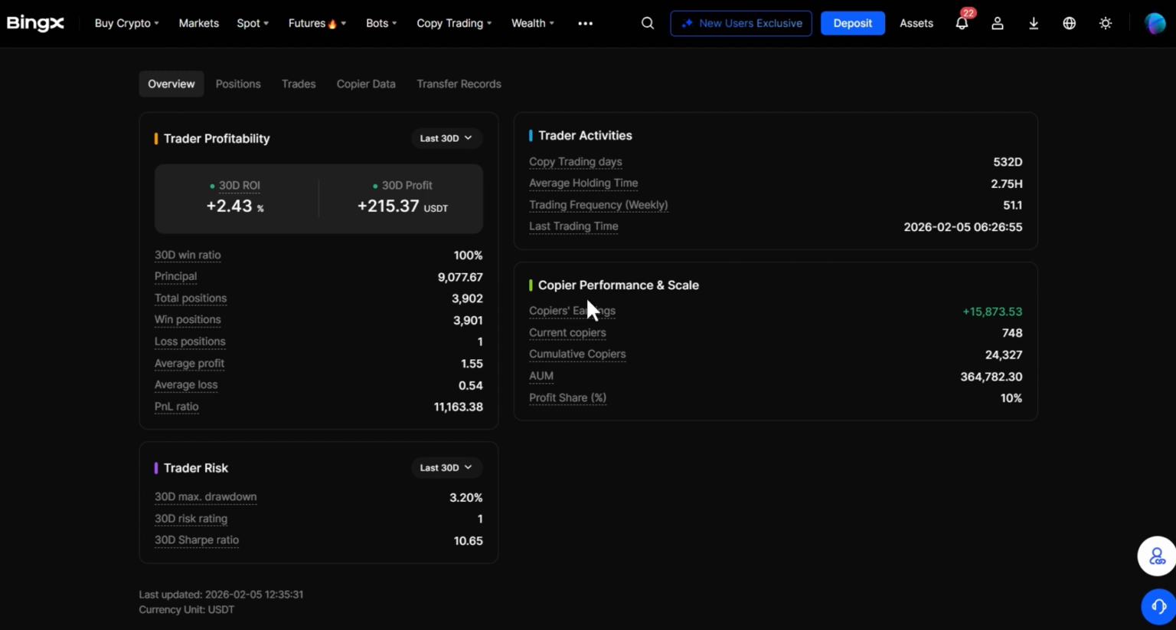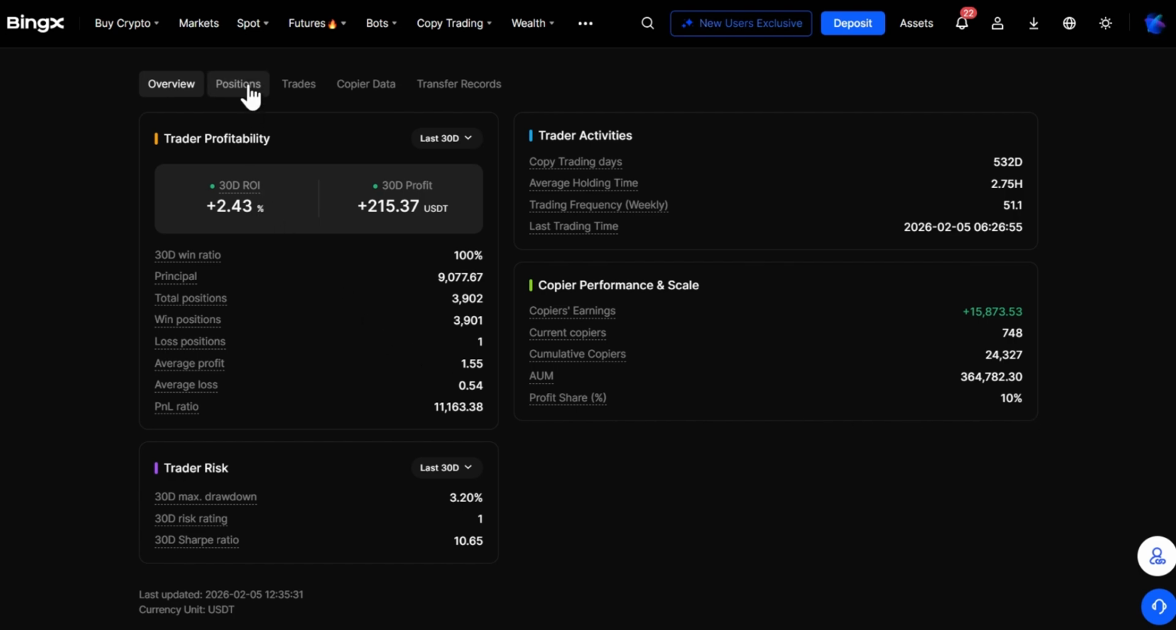On the right side, you'll see copiers' performance and scale under here. You can see copiers' earnings, which is absolutely critical. This shows how much money their current copiers are actually making. If this number is negative or barely positive, that's a massive red flag. Skip them immediately. You can also see current copiers, cumulative copiers, and assets under management, or AUM, with the profit sharing ratio. The profit sharing ratio is usually between 10 to 20%, which means if you make $100 in profit, the trader keeps $10 to $20 and you keep the rest.